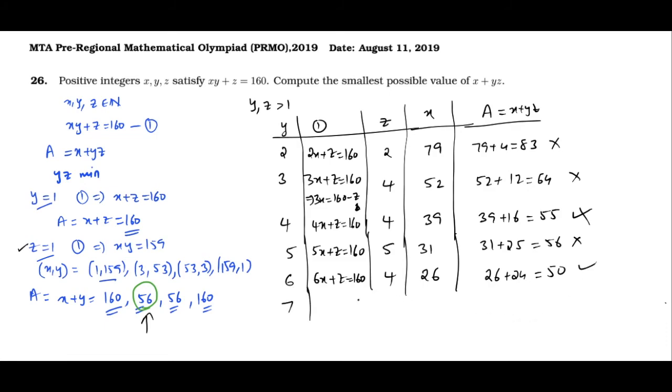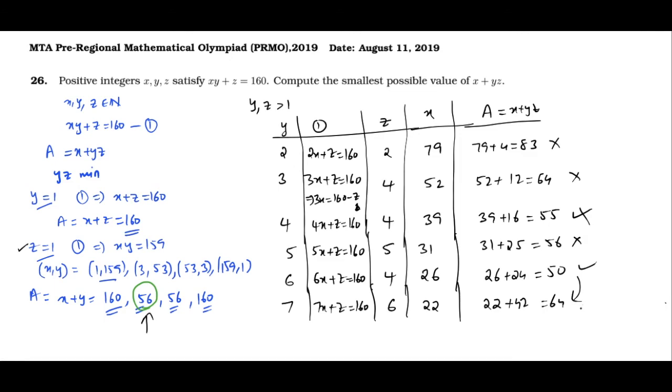If you go one more step, if y is 7, we have 7x + z = 160. We need to subtract z from 160 to get a multiple of 7. So the least possible value I can put for z is 6, because 160 minus 6, 154, is a multiple of 7. So x will be 154 by 7, which will be 22. So here we get 22 + 42, which is 64.